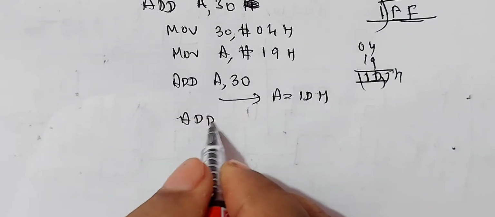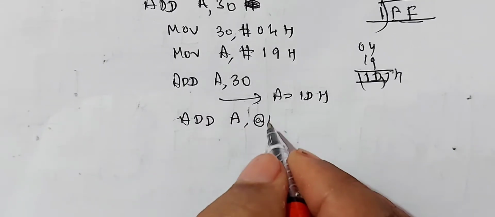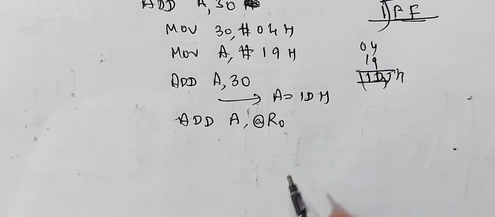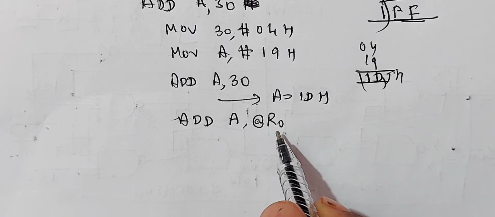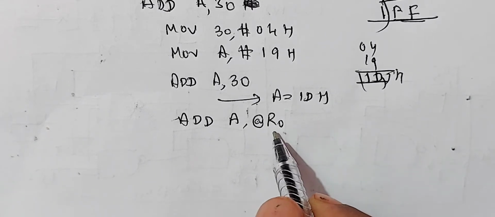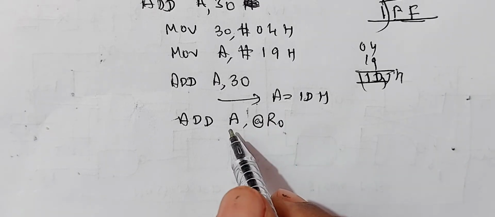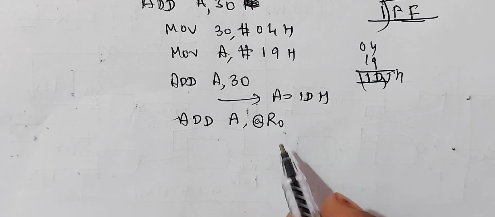For example, ADD A, @R0. The destination must be A only. What does it mean? R0 is mentioned with some address. So the address mentioned by R0 contains some content. The content present in the address given by R0 is added with the content present in A. This is indirect addressing mode.